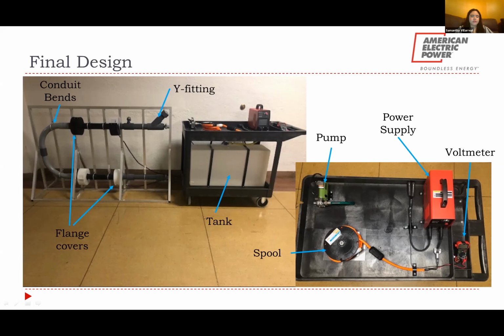Once it is fully inserted, the power supply is turned on with the appropriate current and run for a set amount of time. Then the power supply is turned off and the electrode is pulled out, taking readings with the voltmeter again as it is wound up on the spool.